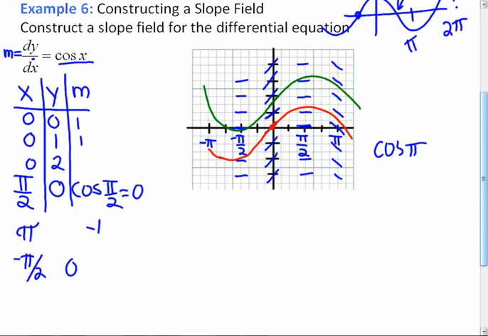Now can I do this? Yeah, that's all the C does. It makes it go up and down. Isn't the slope the same everywhere?